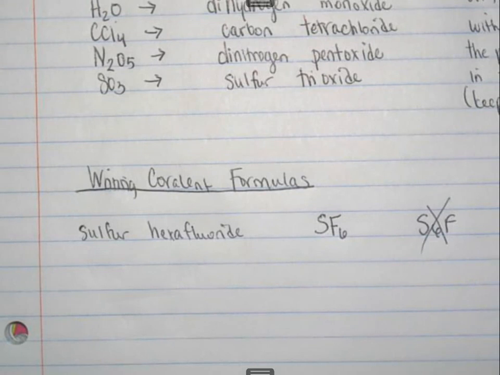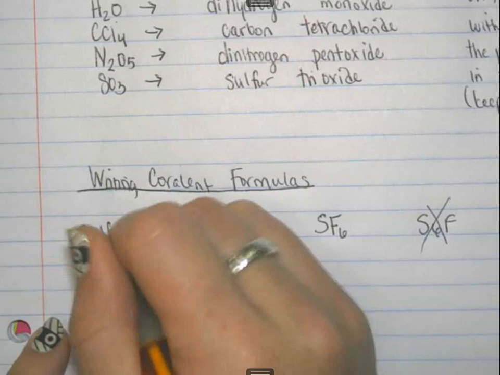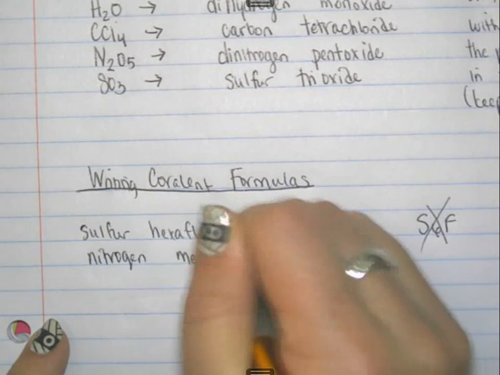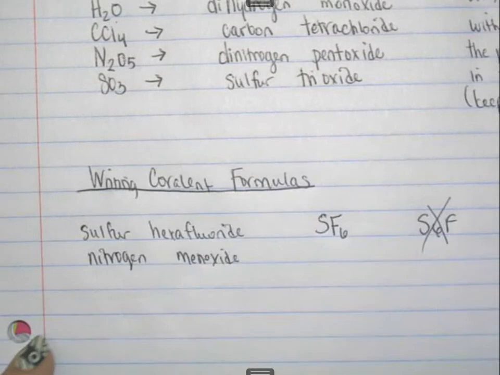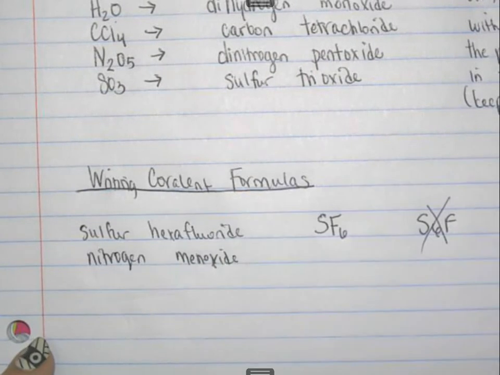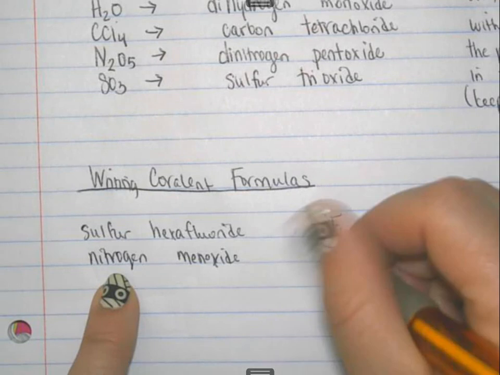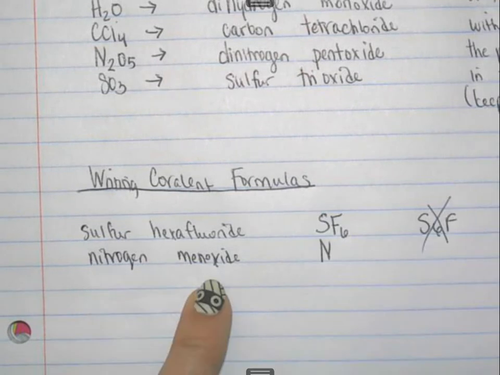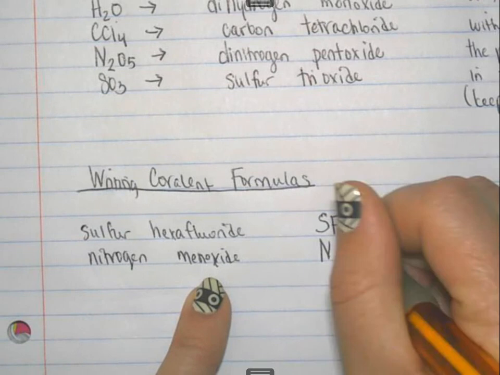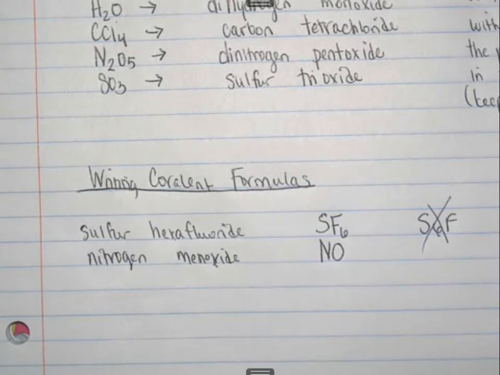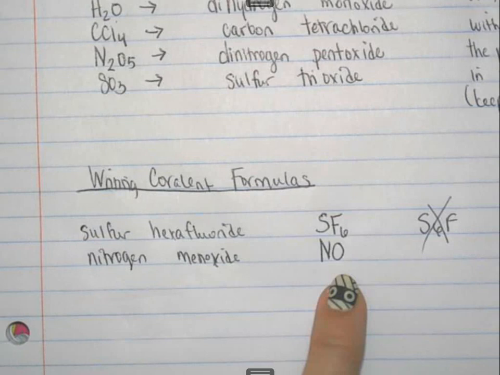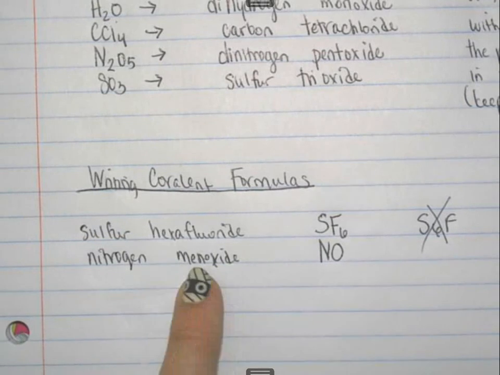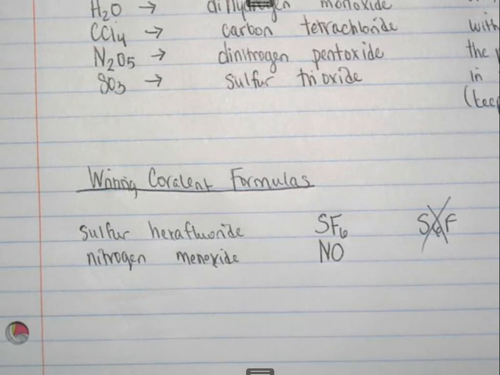How would I write out nitrogen monoxide? Whether it exists or not, I'm just making stuff up. How do I write that? N. Monoxide. Oxide is O. How many? Mono. Just one. So I'm done. NO. Okay. That's it. I mean, that's all of the writing and the naming.